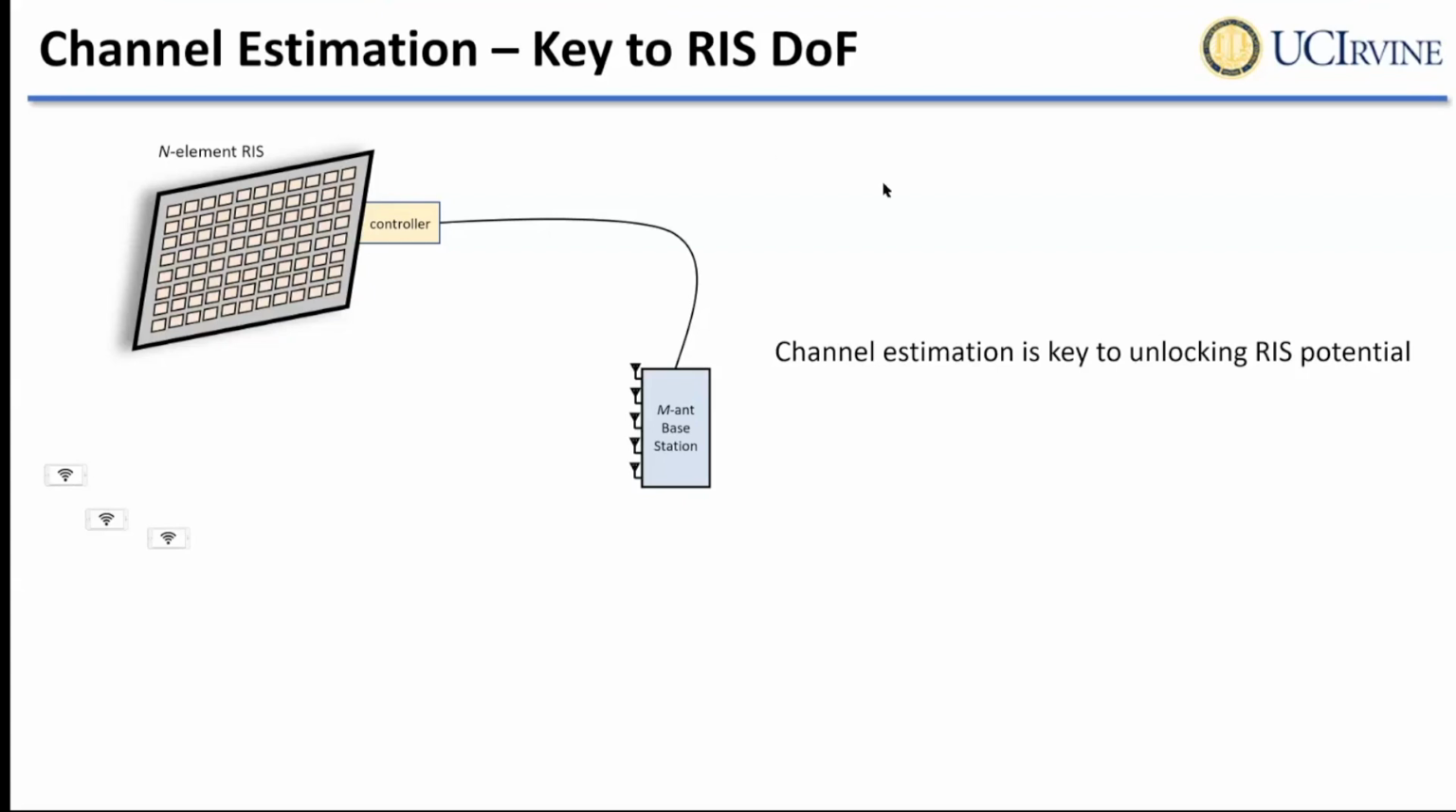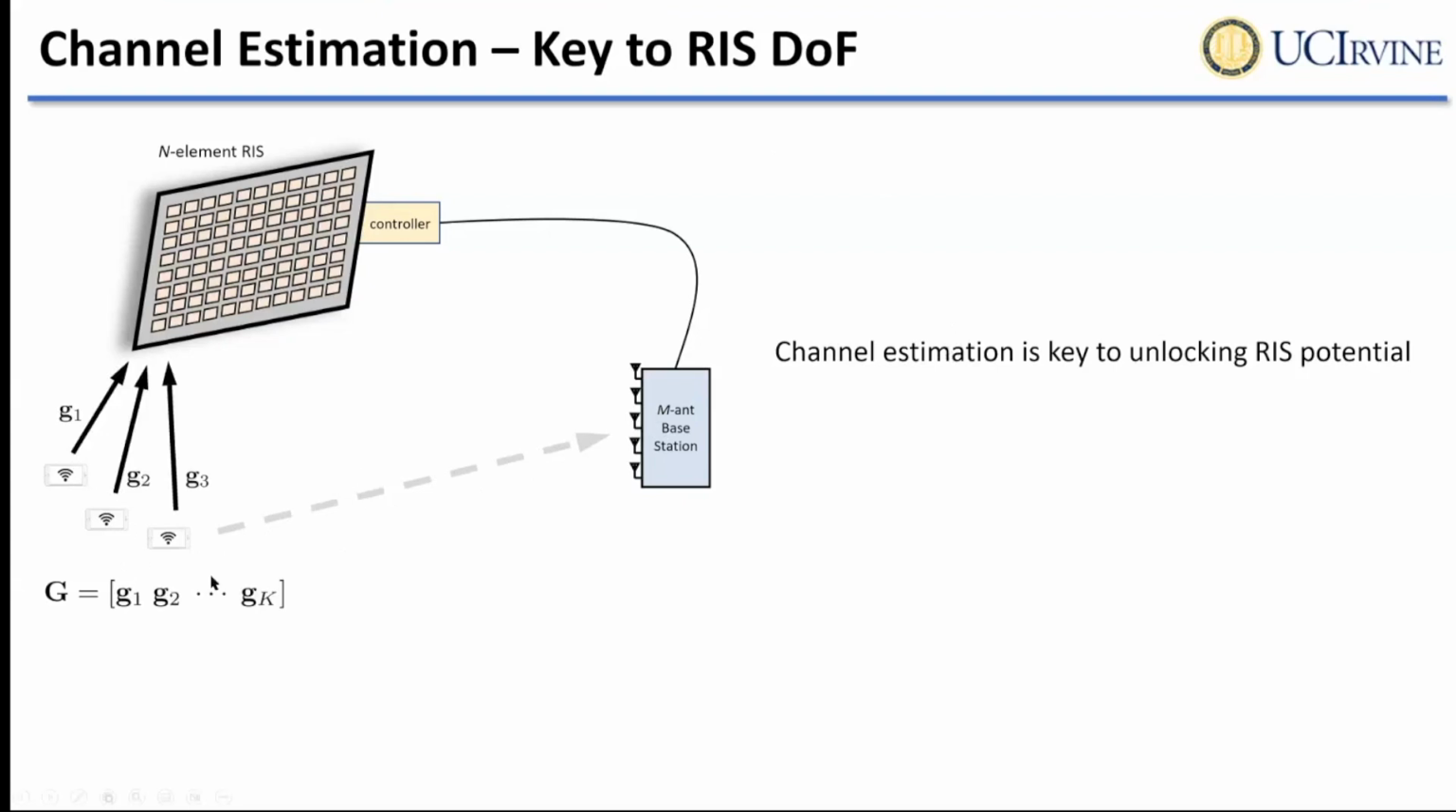There may be, in general, the direct path that would normally be used to communicate with the base station by these users might be blocked or very weak. And so the idea is to communicate through the surface to the base station.